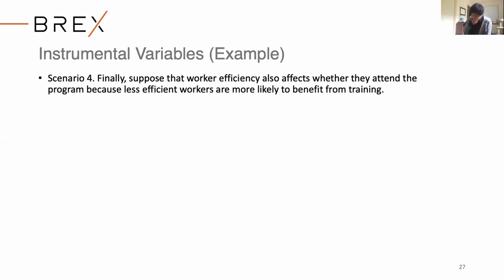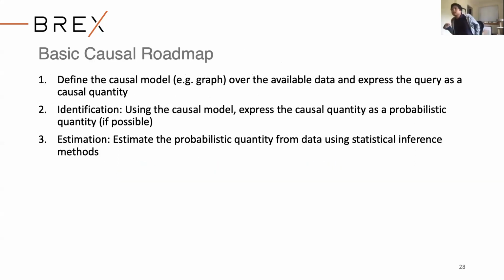Okay. All right. So to summarize what I've discussed so far, this is a basic causal roadmap. It can be more complicated when you want to think about things like missing data or selection bias issues. But this is a basic roadmap for how you can estimate causal effects.